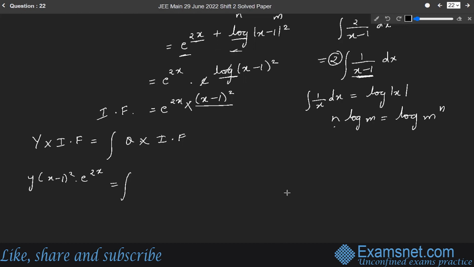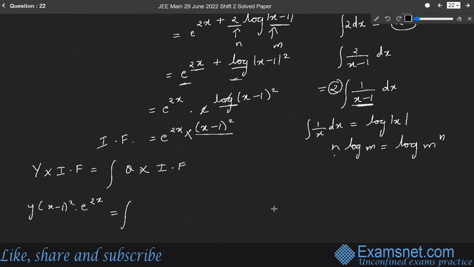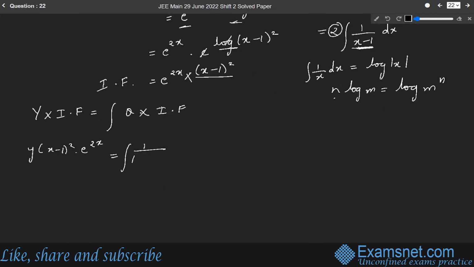This will be equal to integral of q. What is the value of q? Q is 1 upon x minus 1 square. So we have 1 upon x minus 1 square into again integrating factor. What is integrating factor? x minus 1 whole square into e power 2x and dx. Since we are taking integral, so there will be a dx. Now this x minus 1 square and x minus 1 square will be cancelled. So what will remain here is y into x minus 1 whole square into e power 2x is equal to integral of e power 2x dx.